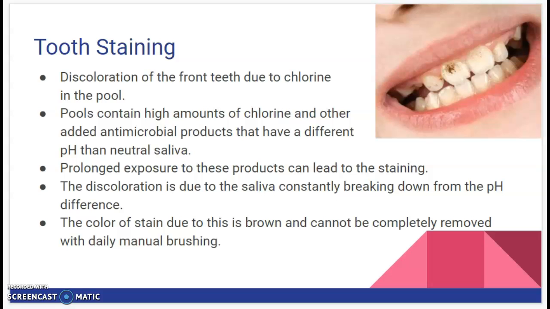The discoloration is due to the saliva constantly breaking down from that difference of the neutral and the acidic pH. The color of the stain is brown and cannot be completely removed with daily manual brushing. In that picture in the corner is what the brown deposits can look like on teeth.